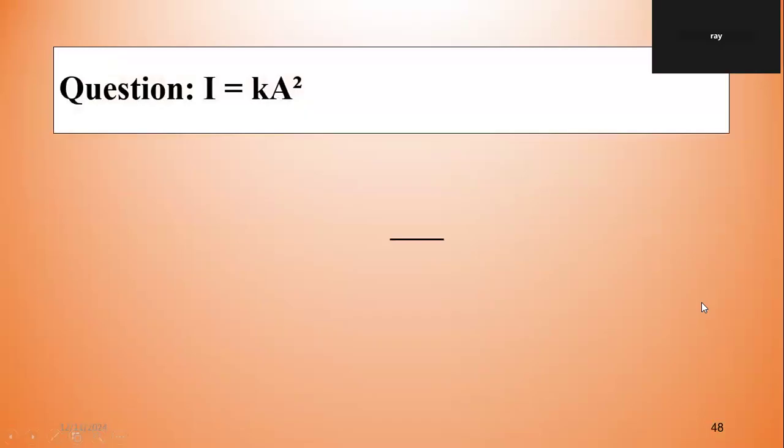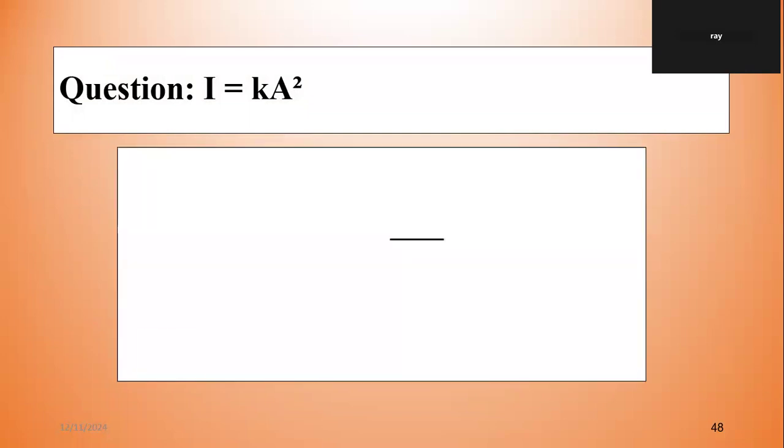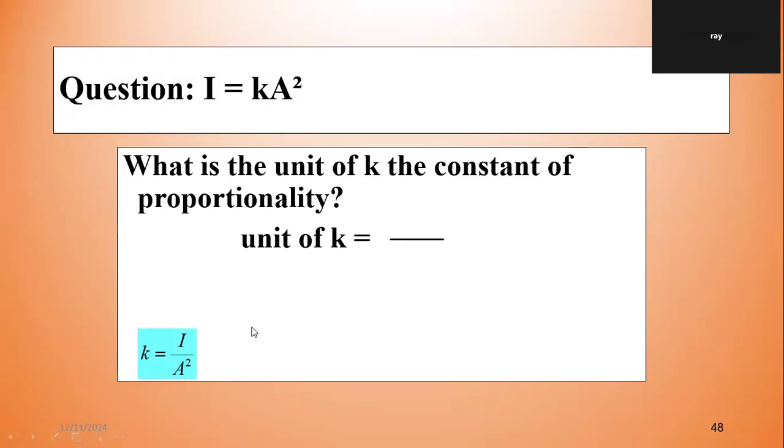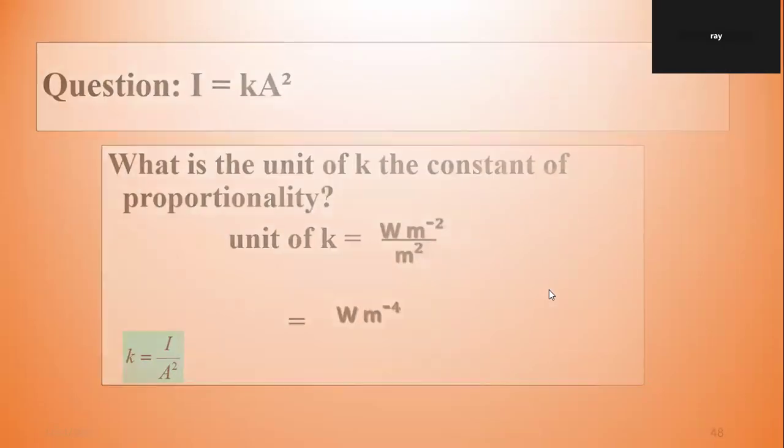Question: what's the unit for k? What's the unit for k? Right? They can ask you. Get it from the formula, k equals I over A squared. Right? I is W per meter square, divided by A, amplitude, meter square. Right? So it's W meter to the power of minus 4. In terms of base unit, you should be able to do that.